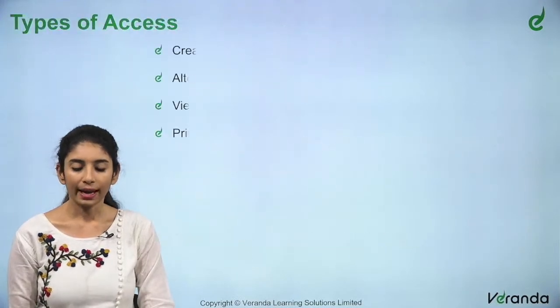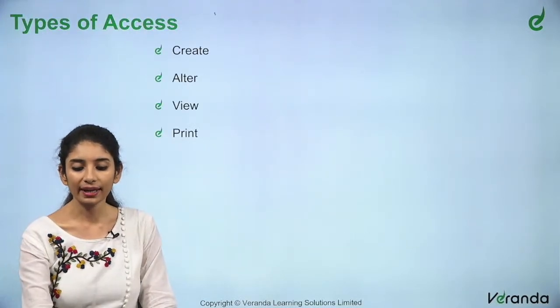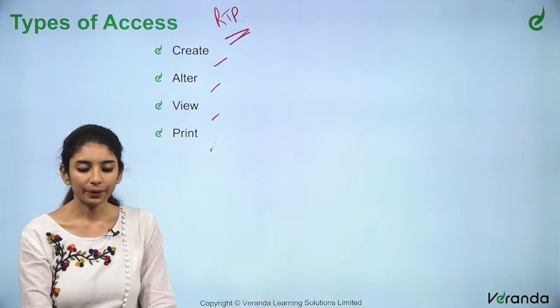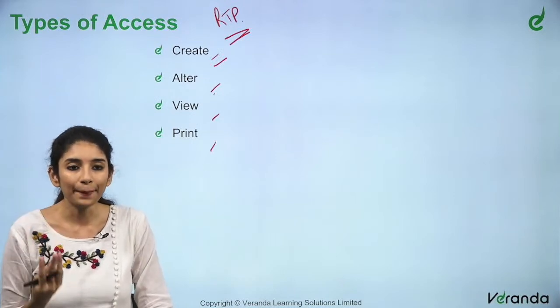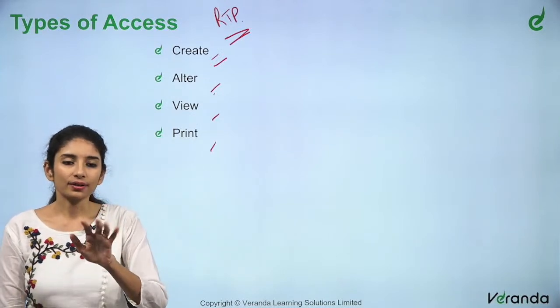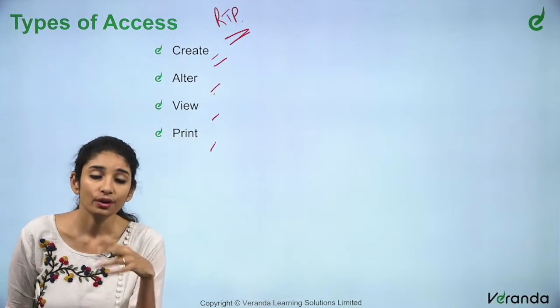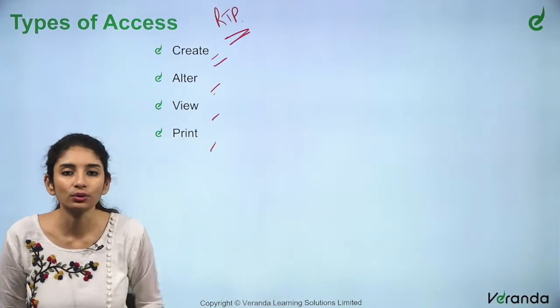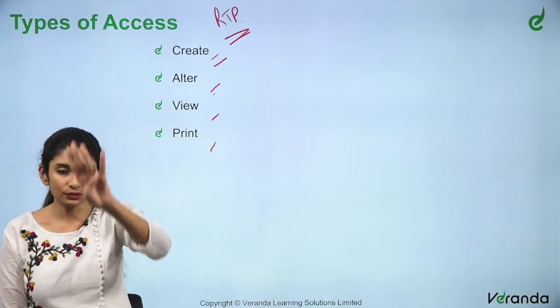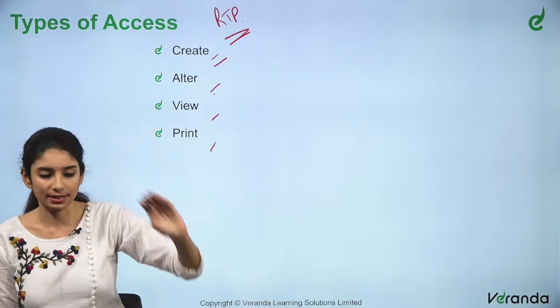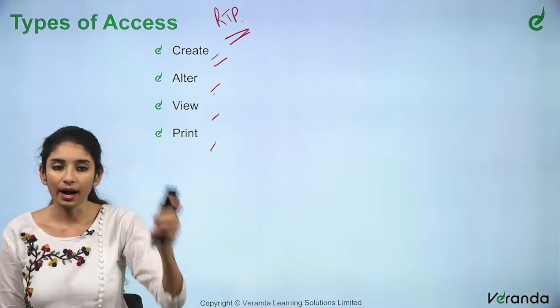Clear. Types of access, RTP question again, 4 types of access. Create, alter, view, print. Create a transaction, alter a transaction, view a transaction or print out a transaction. 4 types of access that can be given. So now these 4 need to be defined in my RBAC. Defined when I am doing my RBAC.